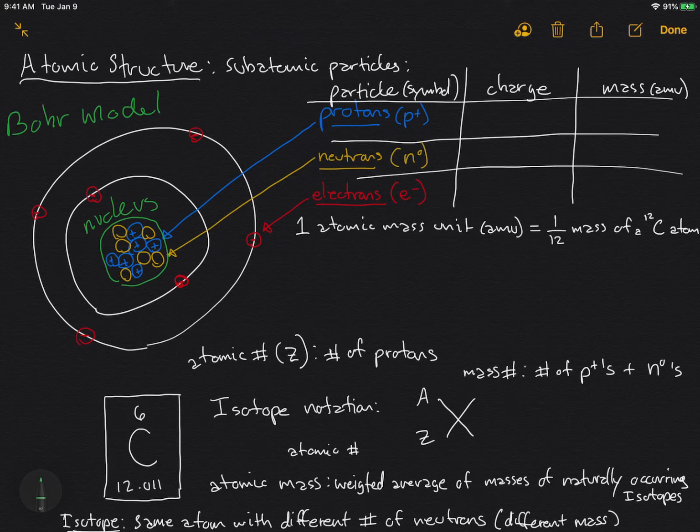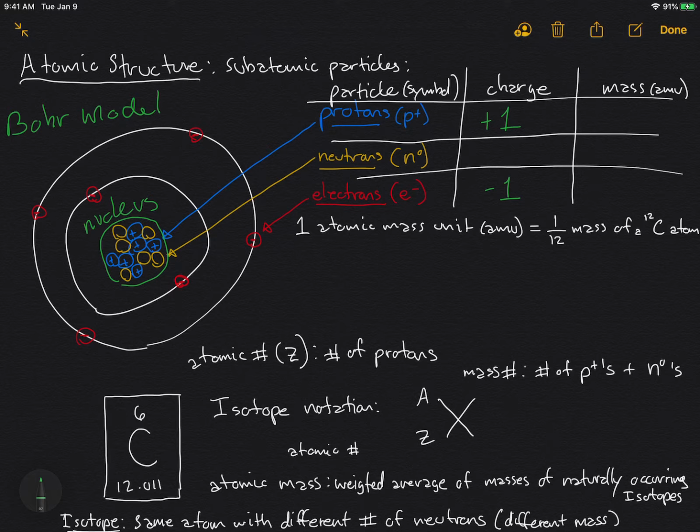So in the nucleus, you have the protons, which I've got here in blue. The protons have a positive charge. It's a +1 charge relative to the charge of the electron, which has a -1 charge. So in a neutral atom, you should have the same number of protons and electrons.